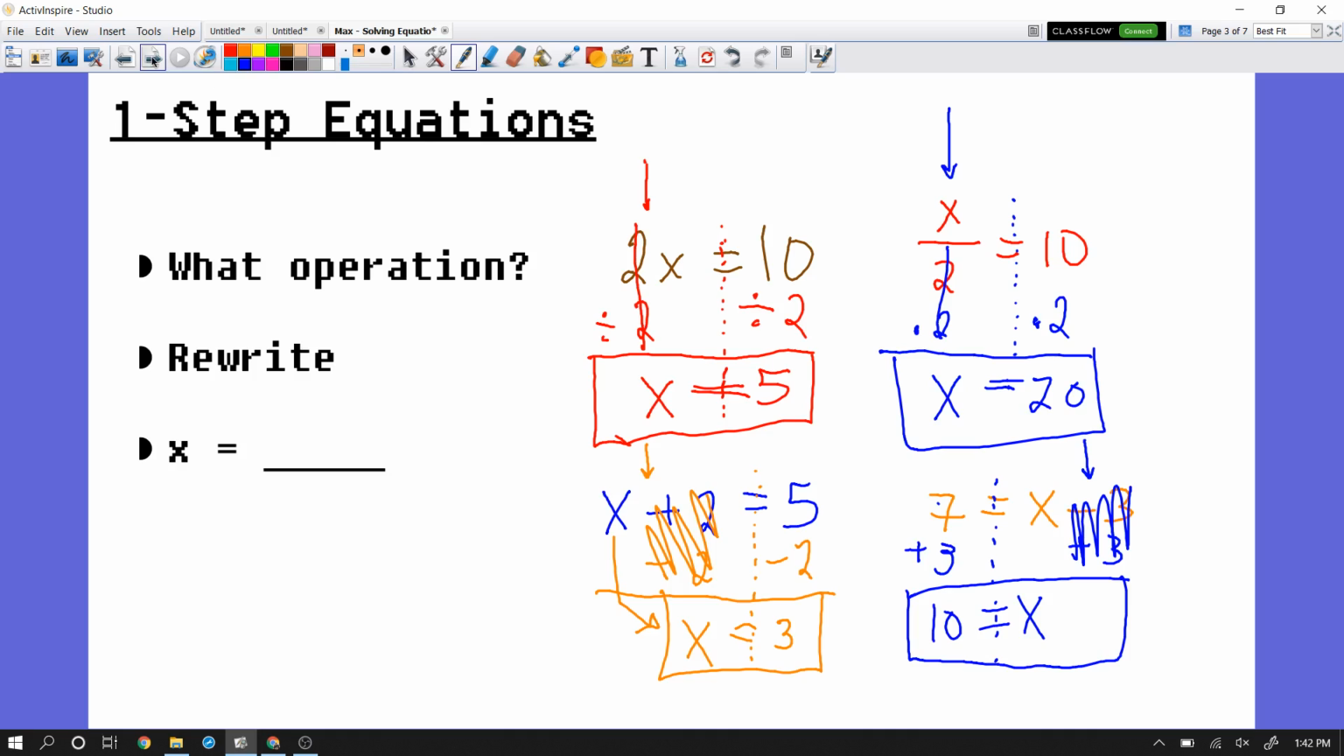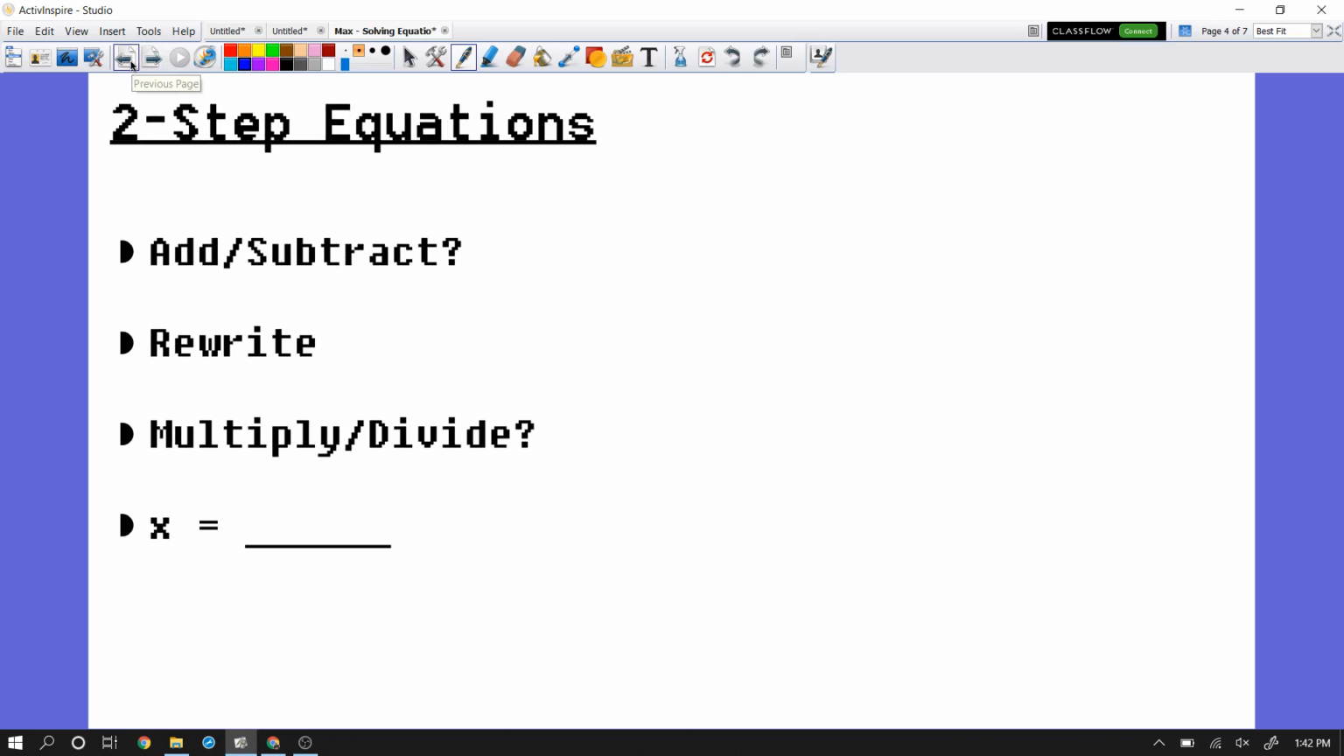Now moving on to two-step equations. Not much different. The only difference is you're still doing PEMDAS backwards, so you're going to start with addition and subtraction first, and then you're going to handle multiplication and division at the end. So let's go through some examples.